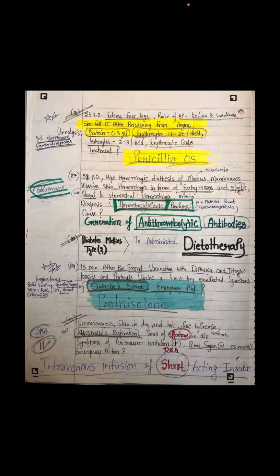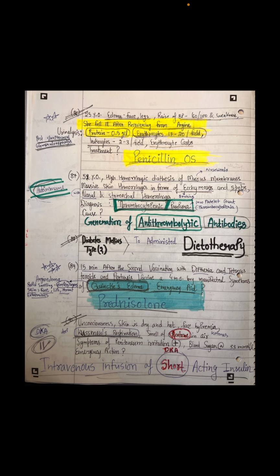The next patient: 15 minutes after the second vaccination with diphtheria, tetanus toxoid and pertussis vaccine, a 4-month-old boy manifested symptoms like this. Quincke edema. You can see the photo of Quincke edema in my first video. What emergency aid should be provided to the patient? Quincke edema is the rapid swelling of the deeper layer of the skin, face, lips, throat and extremities. The patient will look very funny to you, probably, because if you see the photo in my first video, you will see the lips of the patient got this much swollen. It may look funny for us, but the main key point to highlight here is Quincke edema.